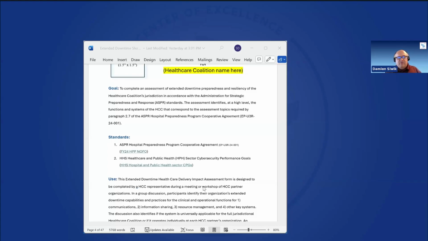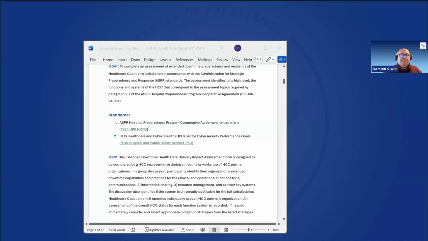The standards, I think we've talked about already. We honored very closely the requirements out of the ASPR Hospital Preparedness Program Cooperative Agreement. So we see that as a bit of a standard for the assessment, as well as the Health and Human Services cybersecurity CPGs, as an overarching electronic policy applicable to the assessment.